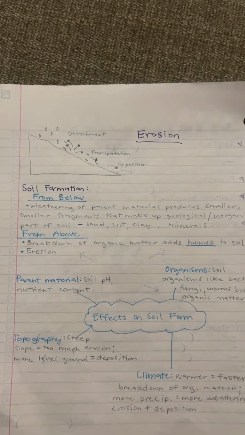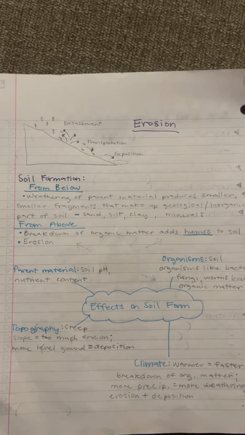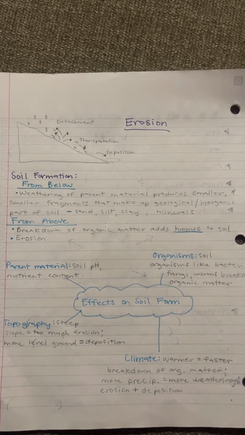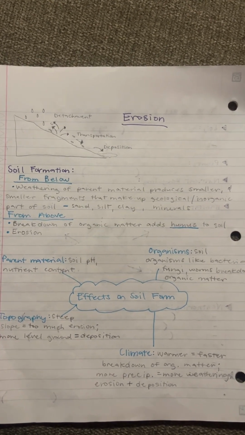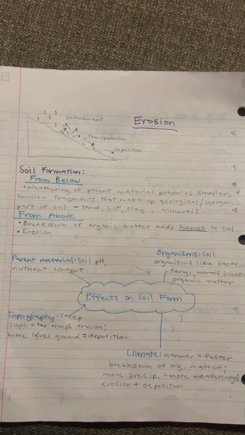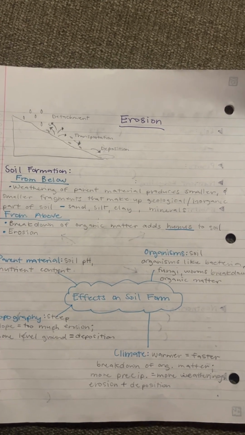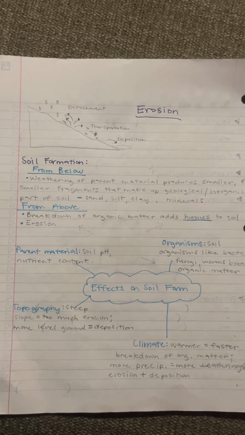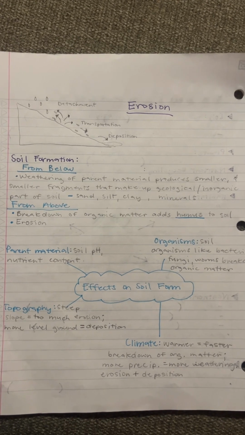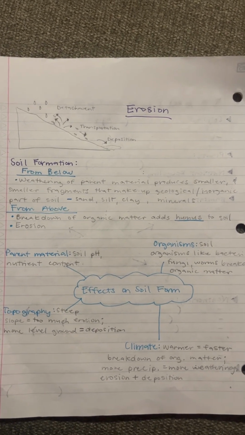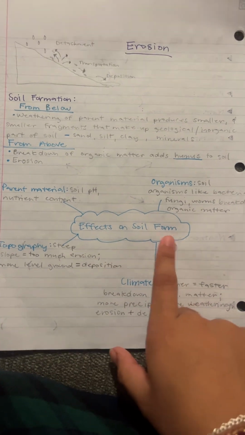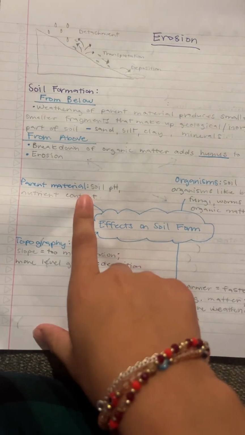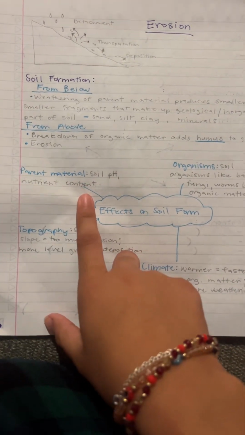So then soil formation from below is weathering of parent material, which produces smaller and smaller fragments that make up the geological inorganic part of the soil, which is sand, silt, clay, and minerals. From above, it is the breakdown of organic matter, which adds humus to soil. And then the factors affecting soil formation: parent material, which determines soil pH and nutrient content.